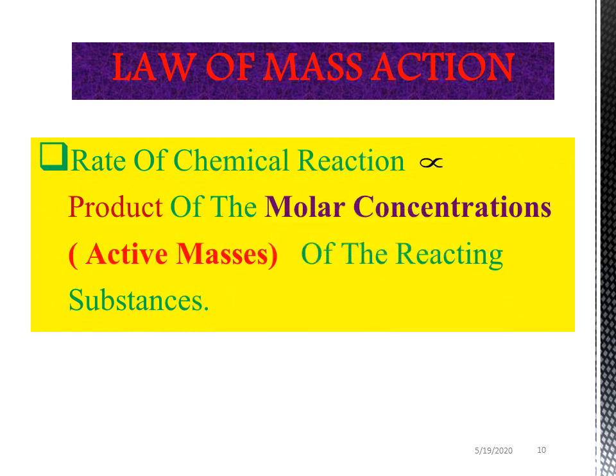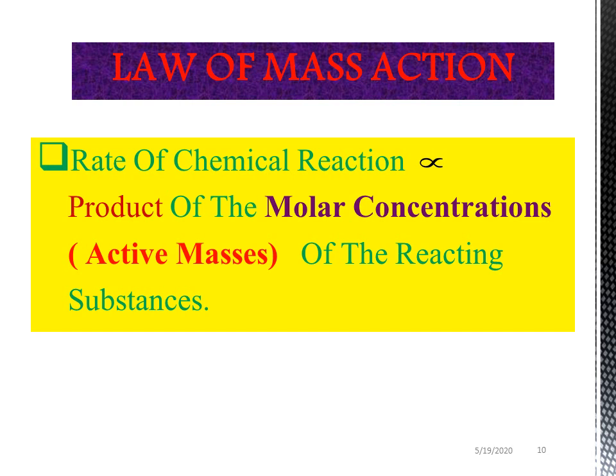Okay, the next one is the law of mass action. What does this law state? This law states that the rate of chemical reaction is directly proportional to the product of the molar concentration or the active masses of the reacting substances. What does this mean? It means that any chemical reaction rate depends on the molar concentration of the reacting substances. If the moles of the reacting substances are higher, the rate of that chemical reaction will be higher, or the speed of that chemical reaction will be faster.